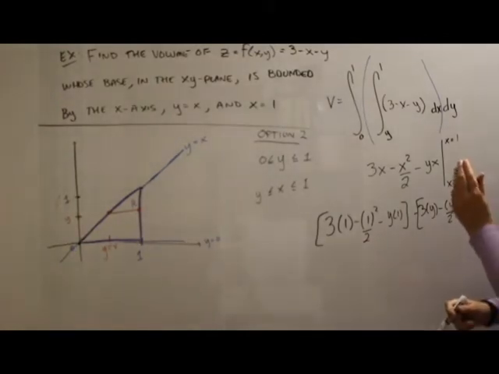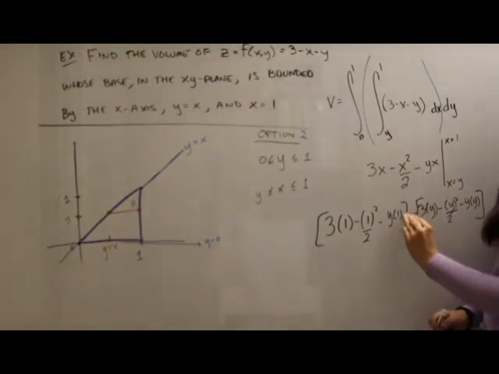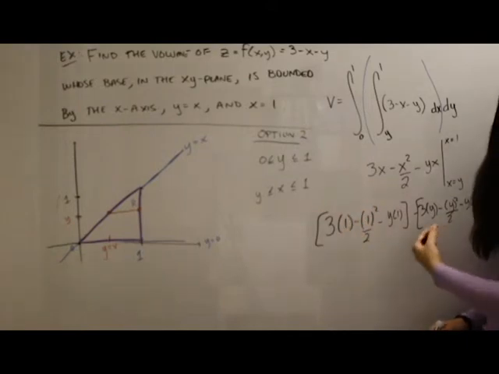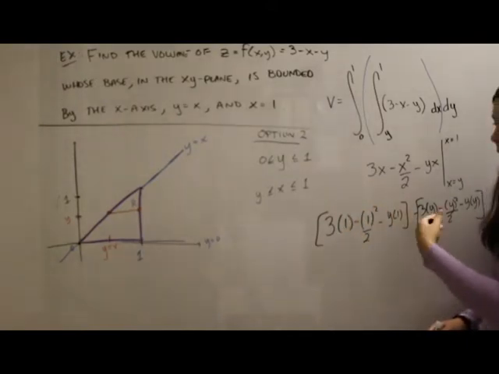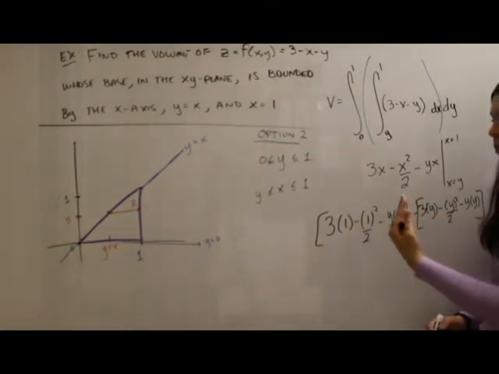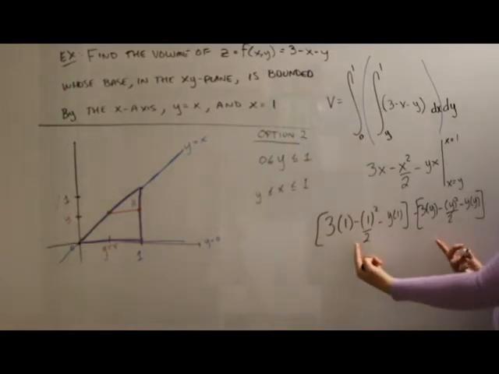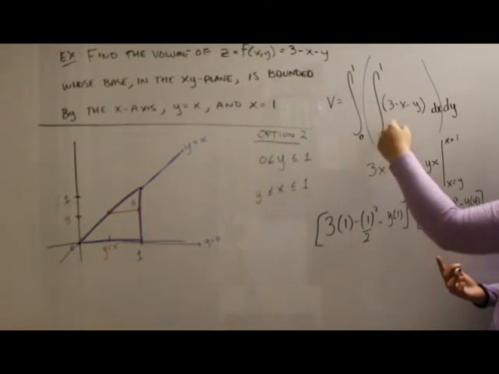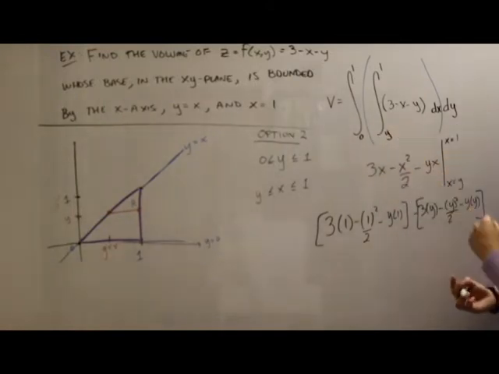Now, just this step alone makes me realize this method, option 2, seems like slightly more work than option 1. So either way we're going to get the same answer, but option 1 seems like a little bit less work because we didn't have to do this part. We had a 0 in our inside integral last time for our bottom boundary.